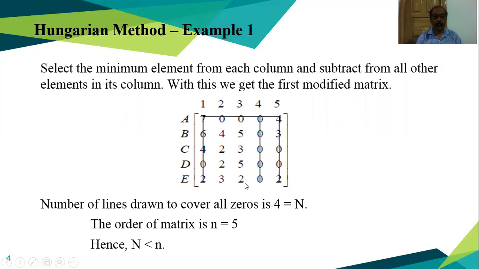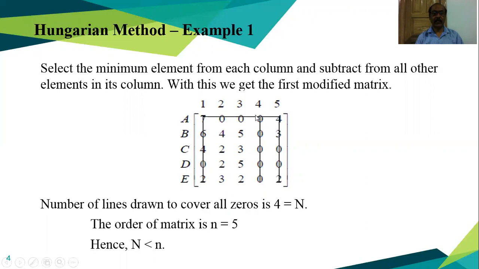These are the uncovered elements. From the uncovered elements, we have to find out the minimum element. Which one is the minimum? 2 is the minimum. That minimum element we have to subtract from each uncovered element, and it is added to the intersection of horizontal and vertical lines.